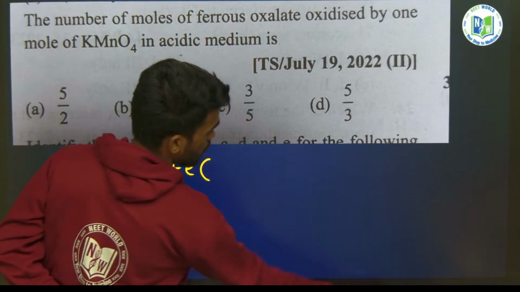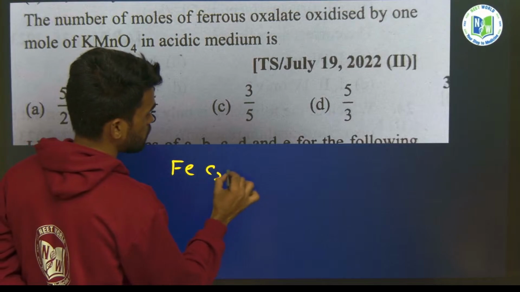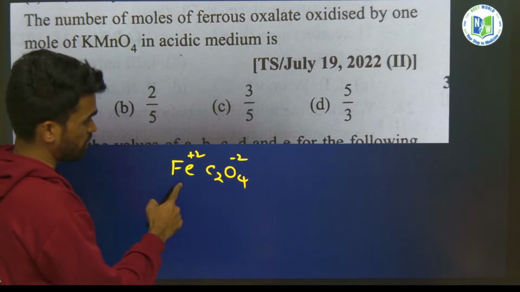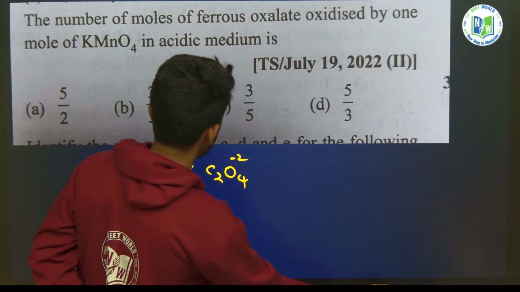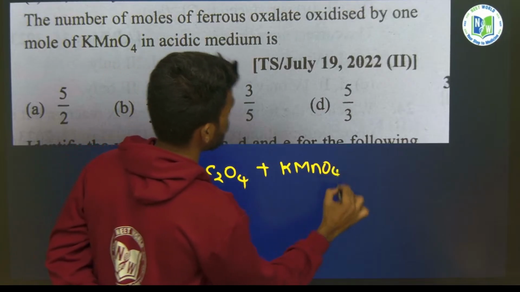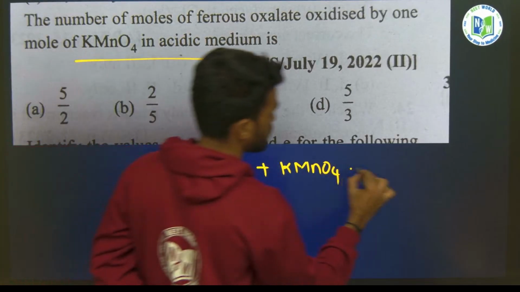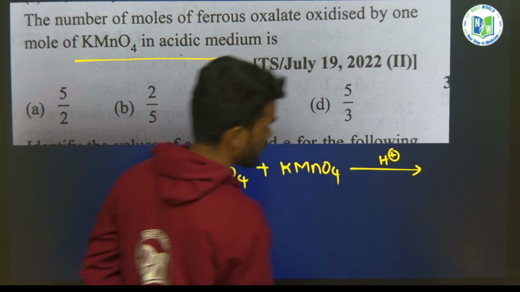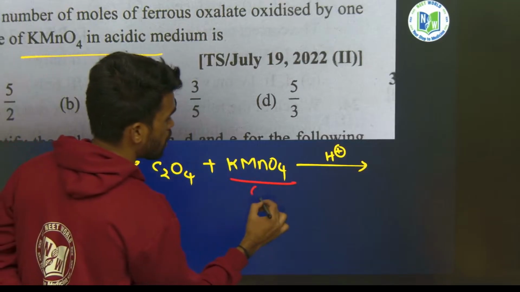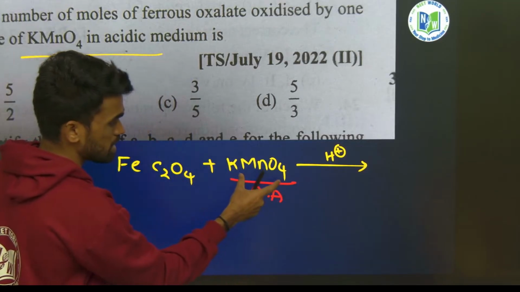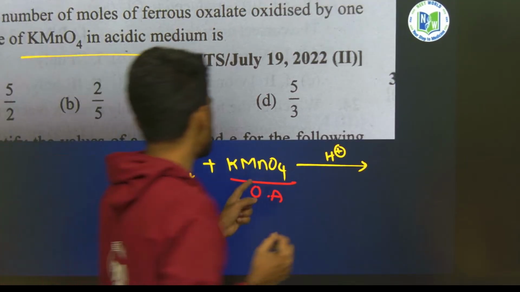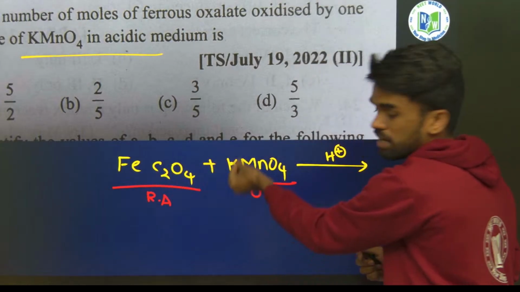FeC2O4. So ferrous oxalate, oxalate means C2O4, so it will be -2 and this will be +2. So ferrous oxalate means this is the formula. Whenever you treat this with KMnO4, in what medium? In acidic medium. So what happens here? KMnO4 is a strong oxidizing agent. If it is an oxidizing agent, this will be considered the reducing agent. Why? Because an oxidizing agent oxidizes others and reduces itself.